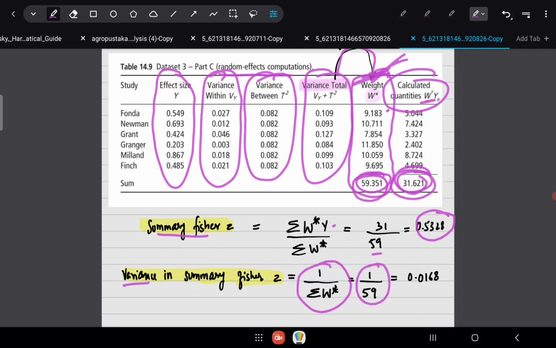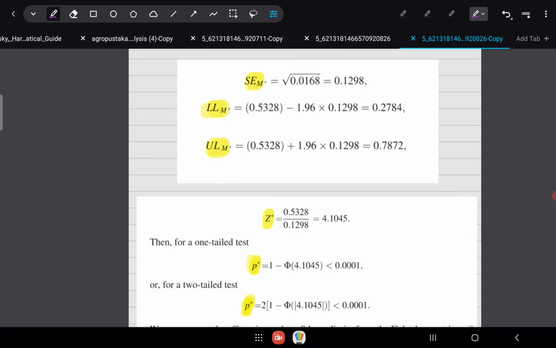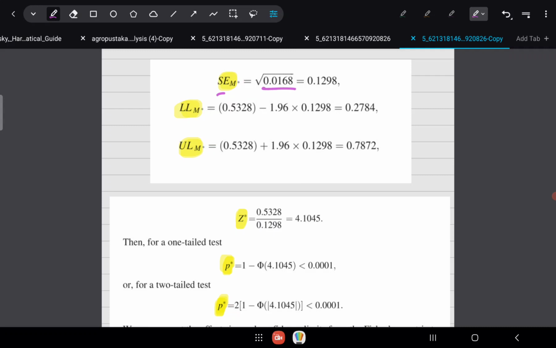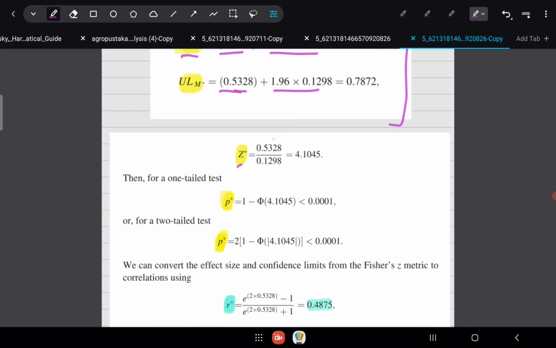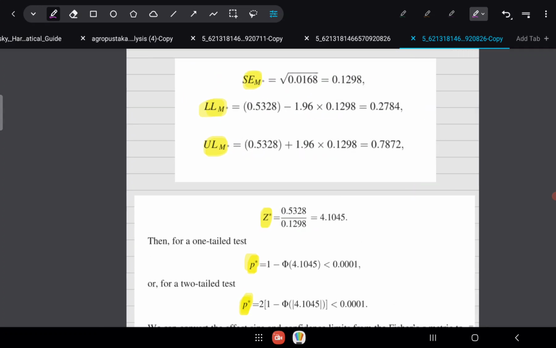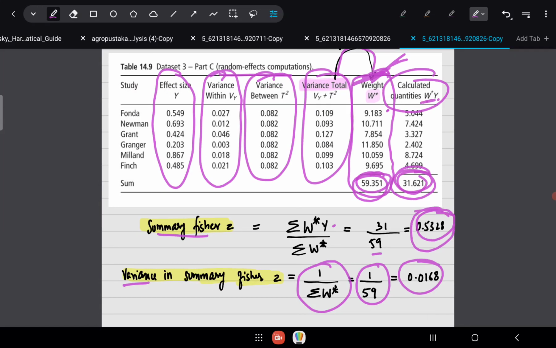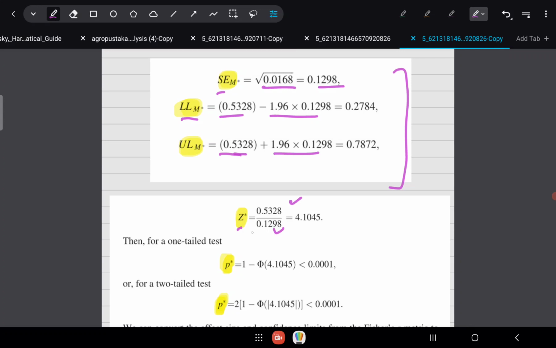So it is 1 by 59, and here you get the variance. After this variance, you can calculate the standard error of the summary effect, which is nothing but the square root of it. The lower limit is the summary effect minus 1.96 into standard error, and the upper limit is the summary effect plus 1.96 into standard error. Everything is still in Fisher Z form, okay? The Z statistic is also the summary effect divided by standard error. So this is the summary effect, summary Fisher Z 0.5328, and the standard error, which is 0.1298.